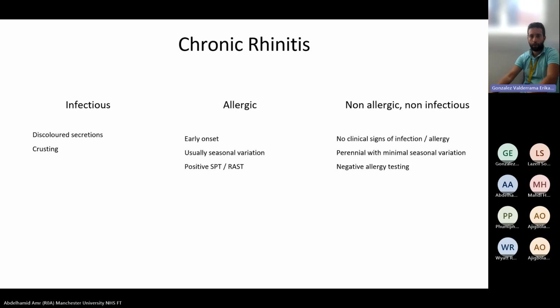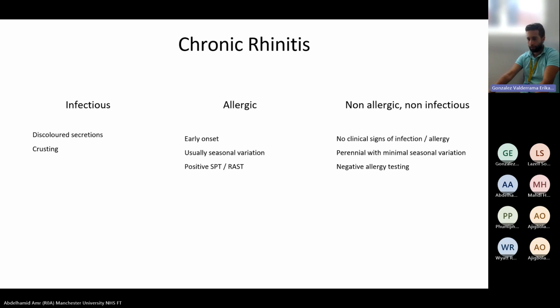Yeah. So chronic rhinitis can be divided into three main categories. So it could be infectious. Obviously, for infectious rhinitis, they'll have discolored secretions, they can have some crusting, a history of upper respiratory tract infection, temperature, and the majority of patients will be allergic.